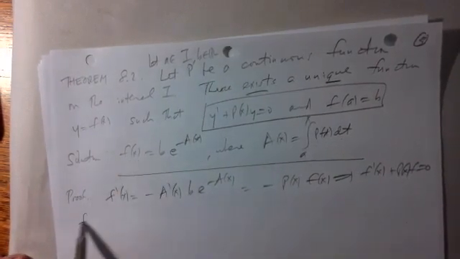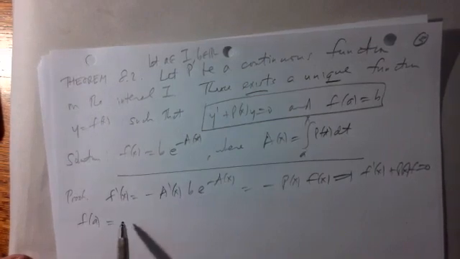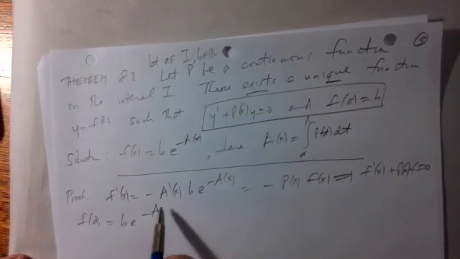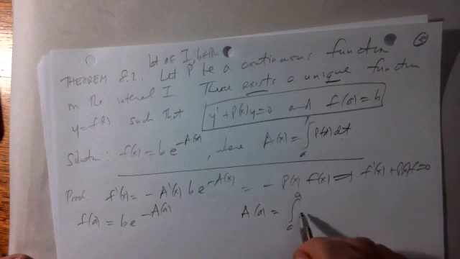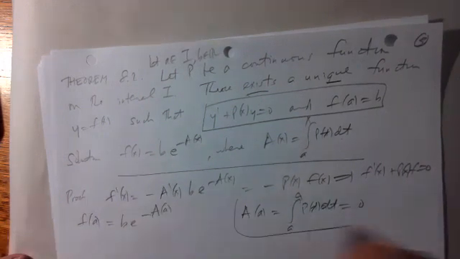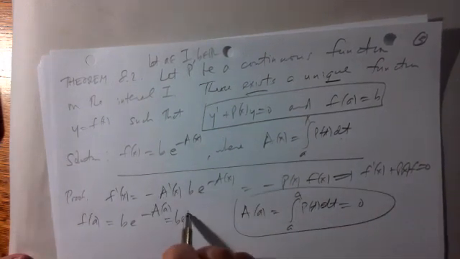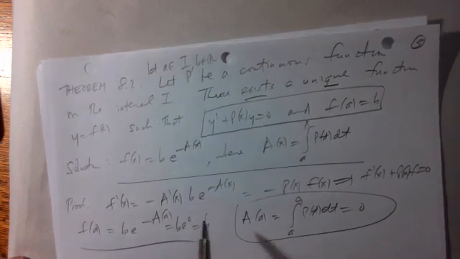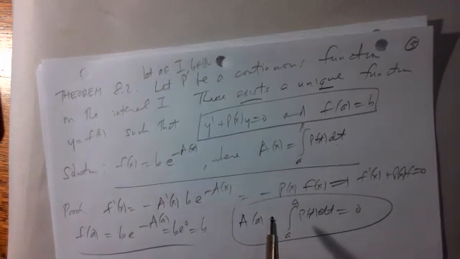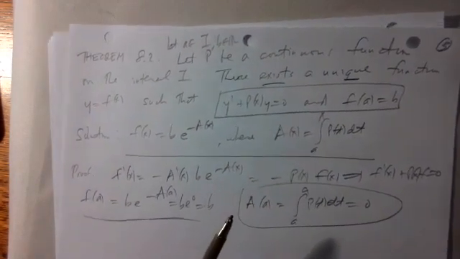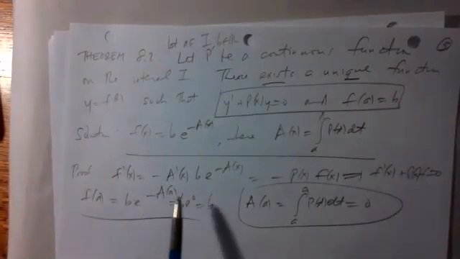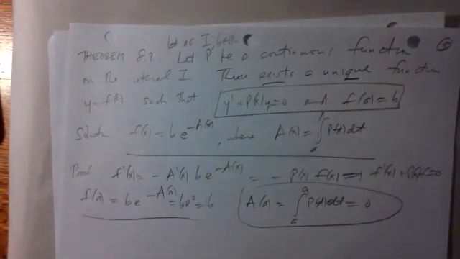And for this function, what is f of a? F of a is b e to the minus capital A of a. What is capital A of a? It's the integral from a to a of p of t dt, which is 0. So this is b e to the 0, which is b. So that is a proof that this differential equation with this initial condition has a solution. I've written it down exactly.